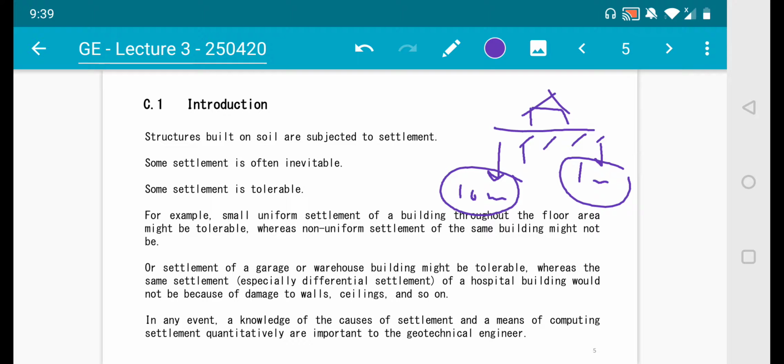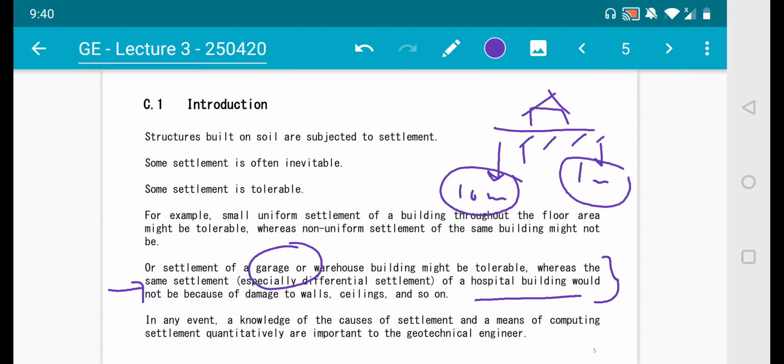Settlement of a garage or warehouse building might be tolerable, whereas the same settlement of a hospital building would not be, because of damage to the walls, ceilings, and so on. This refers to the importance of the building. For an important building, such as a nuclear power plant or hospital, we don't want any movement. If there's movement, there's going to be trouble. Whereas for a small house or small structure, you can expect some settlement, which is okay.